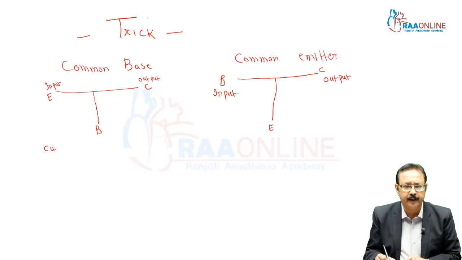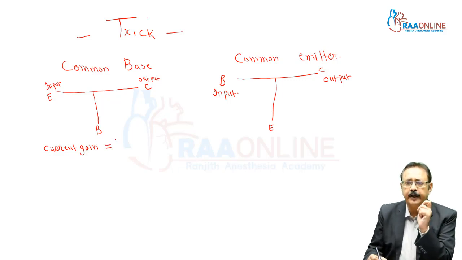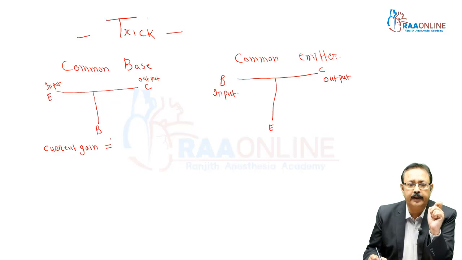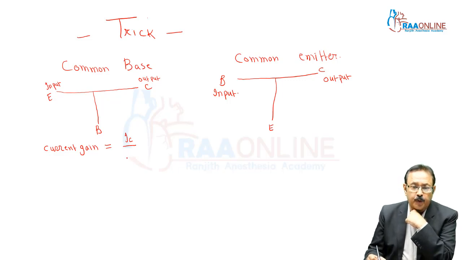So now for current gain, common base first we are discussing. They are saying current gain. What is your current gain? It is always the ratio of what you are getting in output to what you supply in input. So current gain means what you are getting in output upon what you supplied in input. Input was IE.